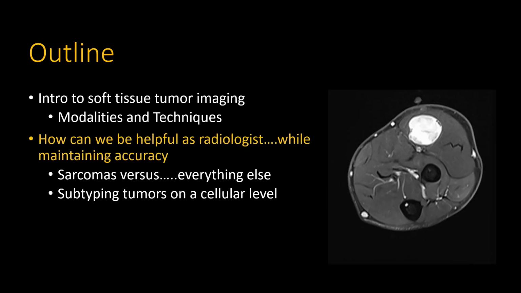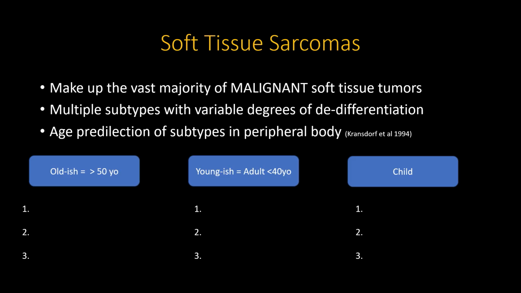Okay, so let's get into the meat here. How can we be helpful as a radiologist? And we're going to start again with soft tissue sarcomas. So soft tissue sarcomas make up the vast majority of malignant soft tissue tumors. There are multiple subtypes with various degrees of dedifferentiation.